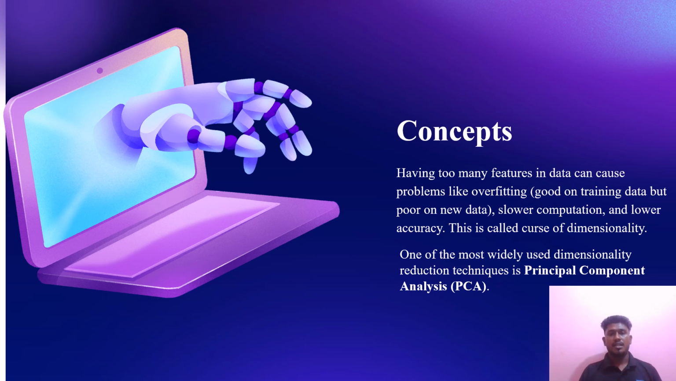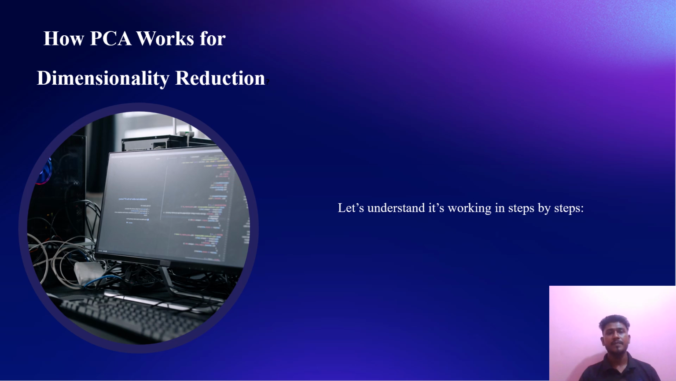So, to tackle this problem, we use feature engineering techniques such as feature selection, choosing the most important features, and feature extraction, creating new features from the original ones. The most important feature extraction method is dimensionality reduction, and a widely used dimensionality reduction technique is principal component analysis. Now we see how PCA works for dimensionality reduction.